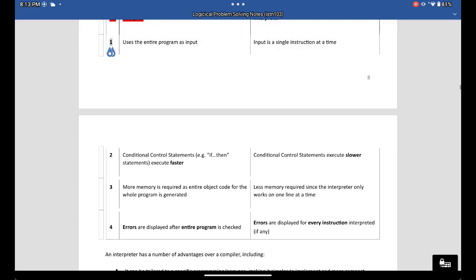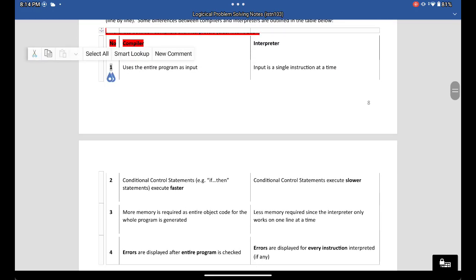So obviously there are going to be advantages and disadvantages. A compiler will be very, very fast. An interpreter is slow because it works line by line. Errors are displayed after the entire program with a compiler, because it only tells you after the program. With an interpreter, errors are displayed after every instruction is interpreted.